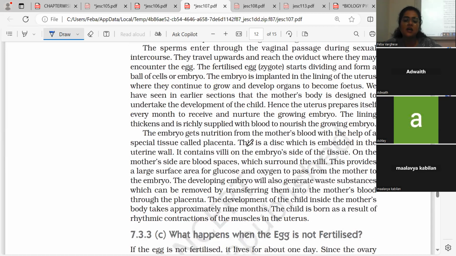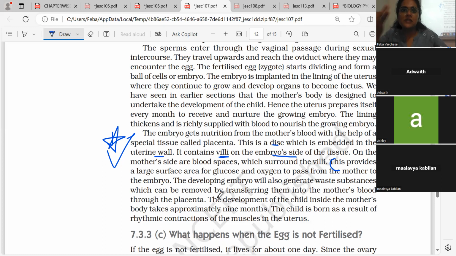Now about the placenta. What is the significance of the placenta? Really important. What is the placenta? It's a specialized tissue which is formed by the maternal and the fetal components. It's a firm connection between the baby and the mother. It is a disc which is embedded in the uterine wall. It contains villi on the embryo side. Villi are finger-like projections given by the embryo. And then there are blood capillaries surrounding the villi. That is the maternal component. Now, which substances are transported through it? Say quickly. Substances transported through the placenta.